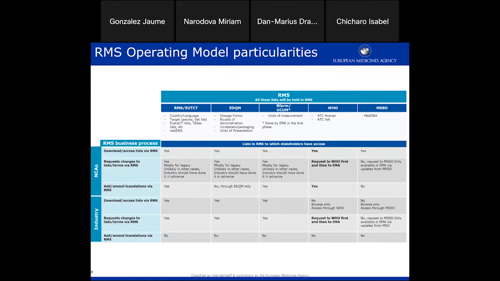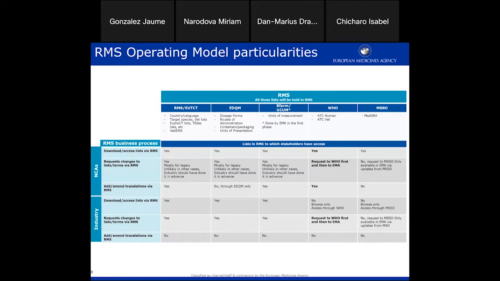The second exception are the ATC human and vet lists. In this case, again, any new terms or any term updates that may be needed outside of the regular annual updates that we perform at the EMA at the beginning of the year should be requested first to WHO and then to EMA. The third exception concerns translations.